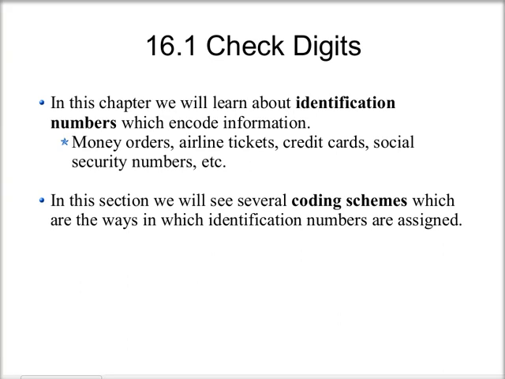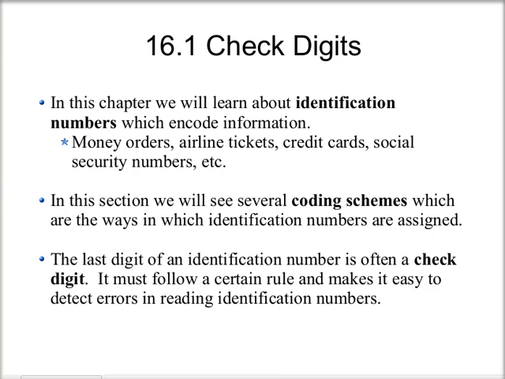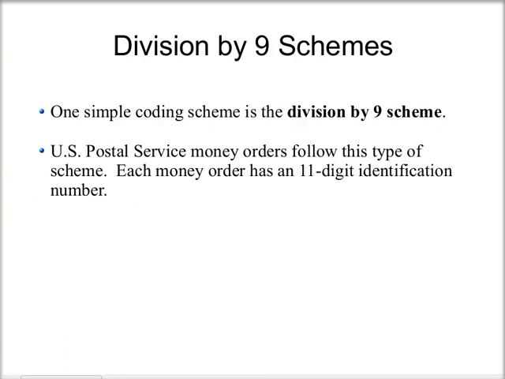This is kind of a long section, so I'm going to break the lecture video up into two parts. The last digit of an identification number is often what's called a check digit, and it has to follow a certain rule to make it easy to detect errors in reading identification numbers. So the first coding scheme we're going to look at is called the division by 9 scheme. The U.S. Postal Service uses this scheme for identification numbers for money orders.